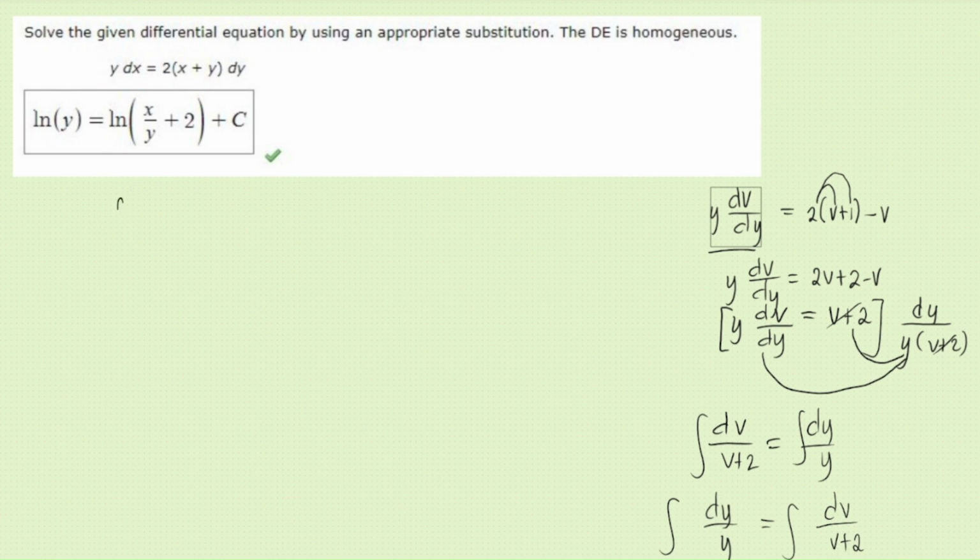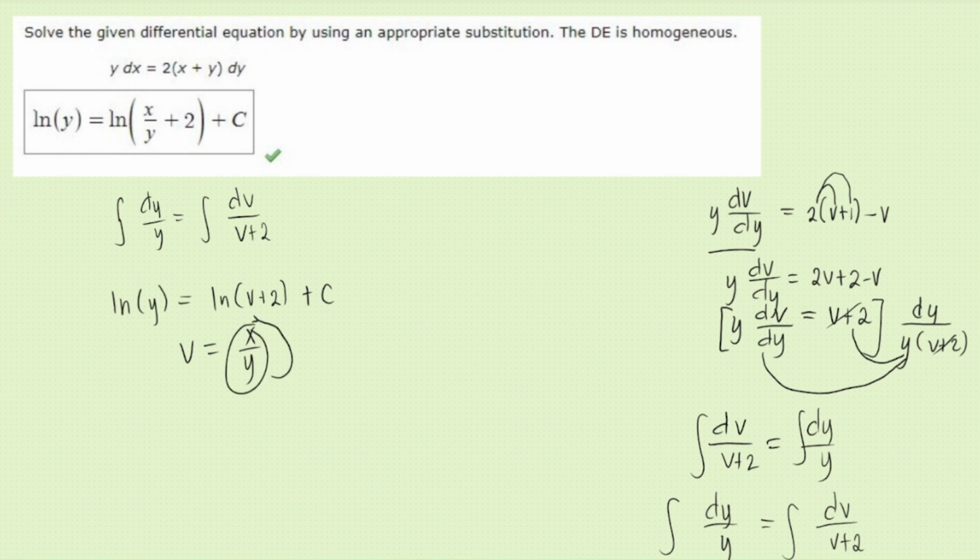So we have the integral of dy over y is equal to the integral of dv over (v plus 2). This is just ln of y is equal to ln of (v plus 2) plus any constant c. But remember that our v is equal to x over y, so we'll plug that back in here. So ln of y is equal to ln of (x over y plus 2) plus c. Now we have our answer.